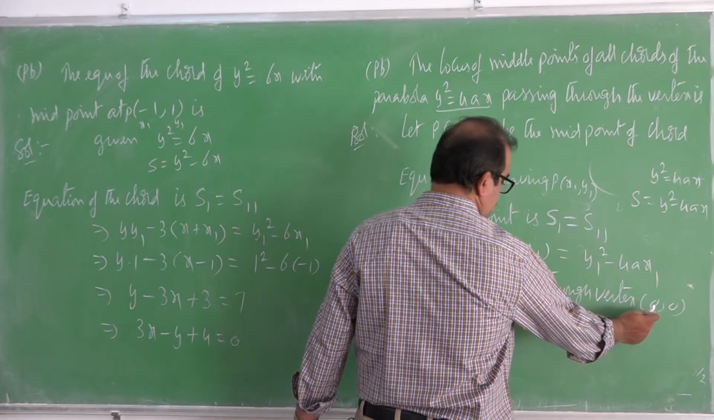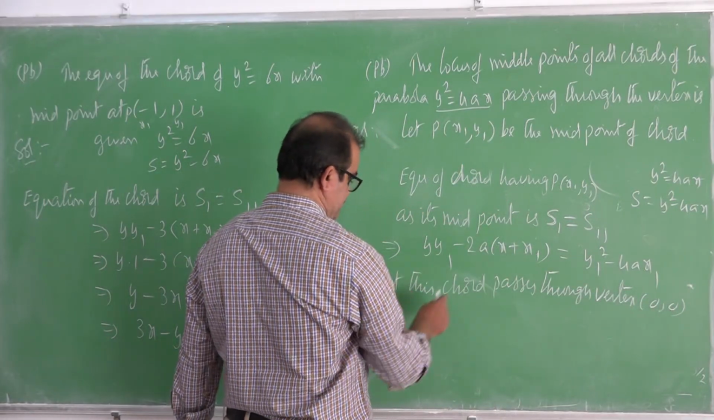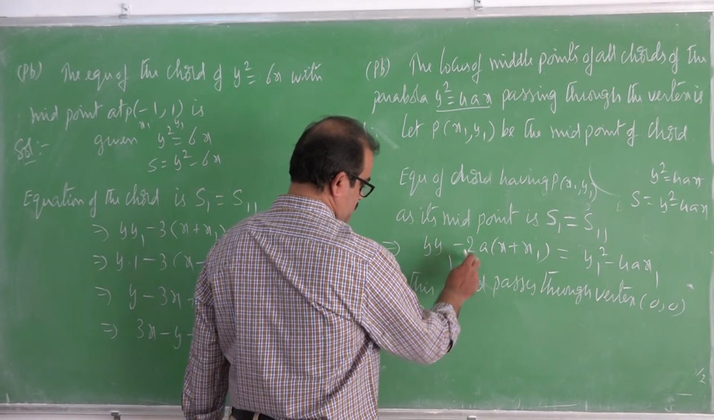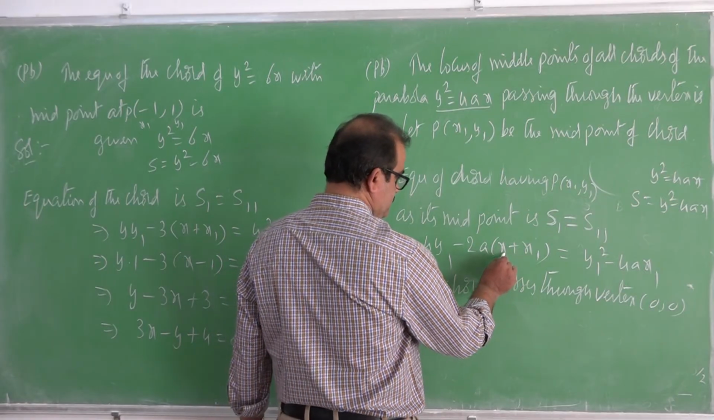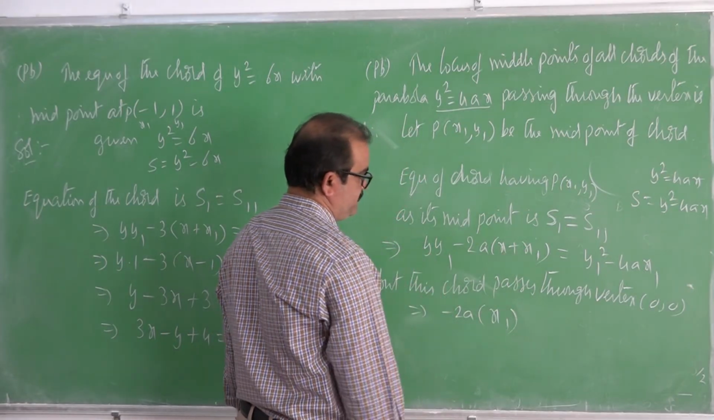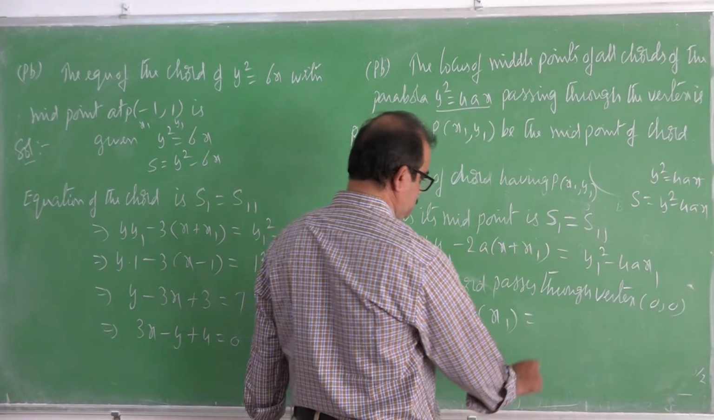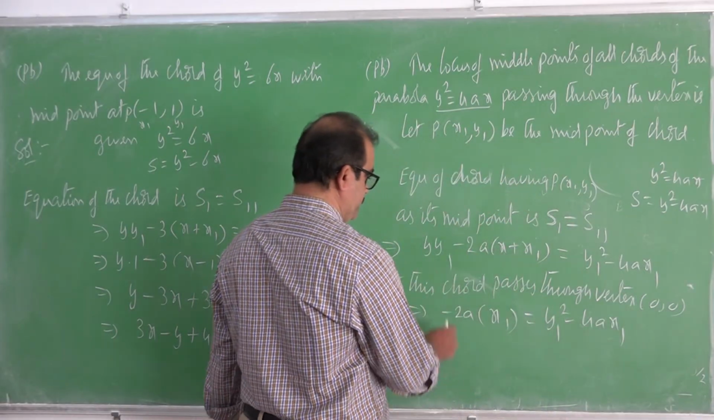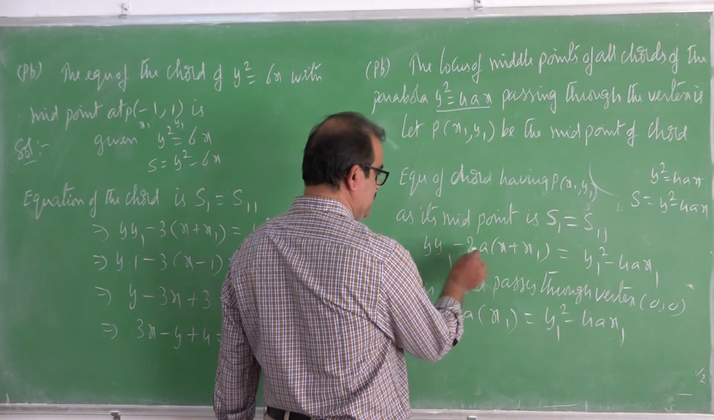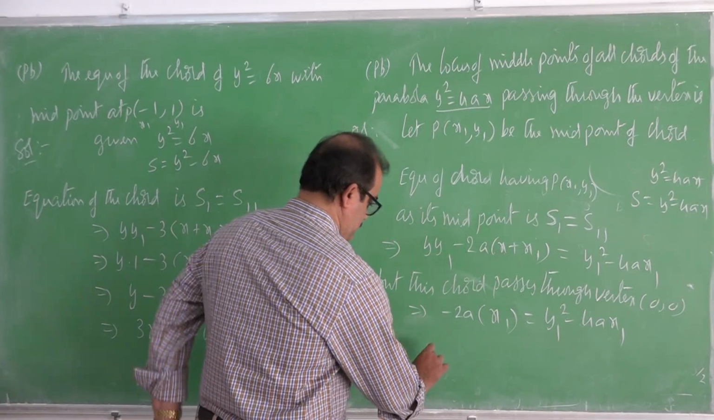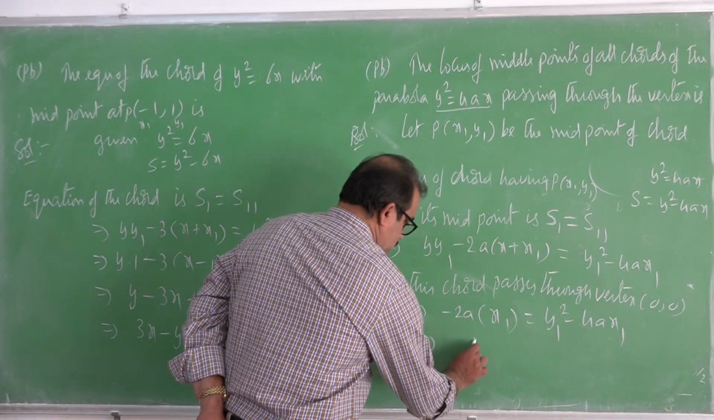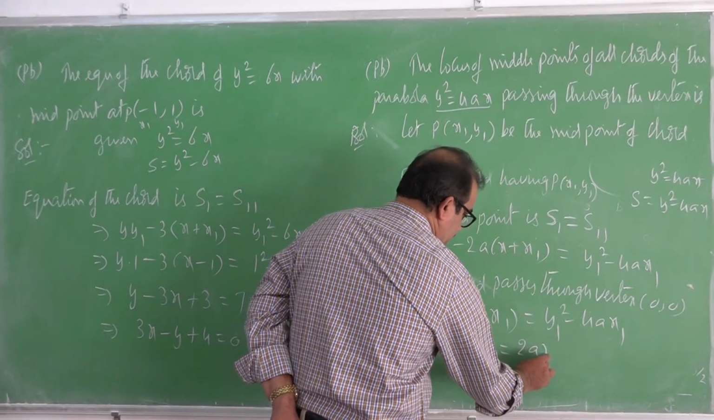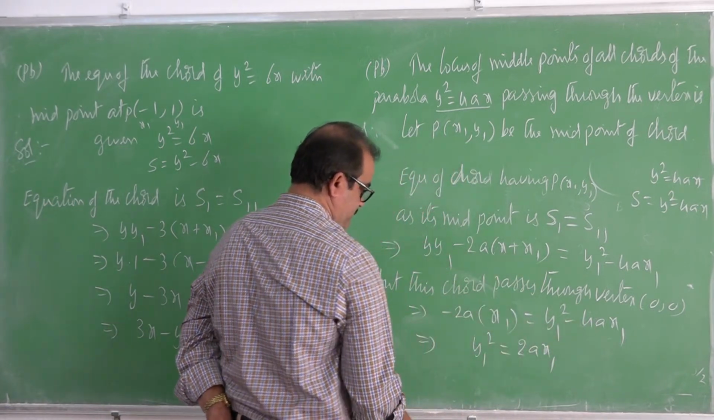Now put x is equal to 0 and y is equal to 0 in this equation. So what do we get? 0 into y1, 0 minus 2a into 0 plus x1, that is minus 2a x1, is equal to y1 square minus 4a x1. So y1 square is equal to 2a x1. Take this minus to this side.